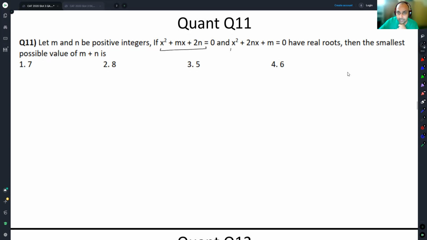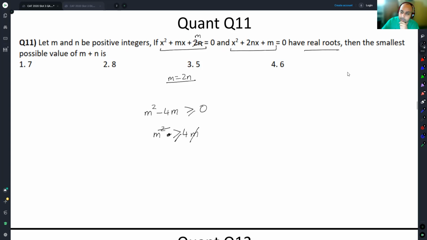Can you see both these equations can be identical as soon as I replace m with 2n? If I replace m with 2n or 2n with m, both these equations are identical. Of course, they will have real roots. One has real roots, the other will also have real roots. So now I can rewrite this equation as this. If it has real roots, m squared minus 4m has to be greater than or equal to 0, or m squared is greater than or equal to 4m.